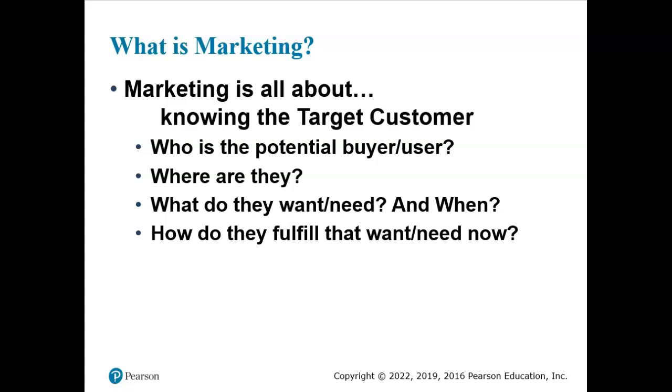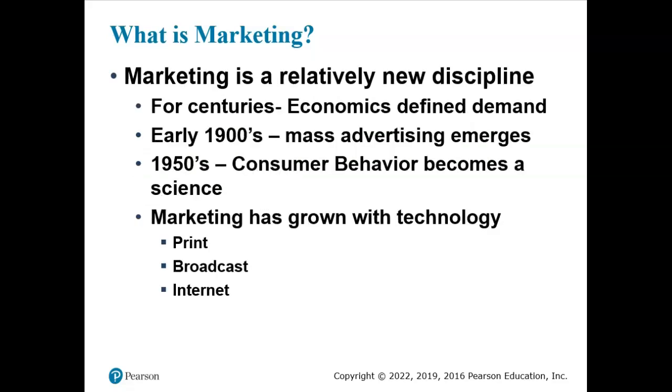What is marketing? Marketing, first and foremost, is knowing exactly who your target customer is, who is this potential buyer and user. You do everything you can to identify them as best you can. We'll talk about that a little bit later on in the lecture. Where they are, what do they want and need, and when, and how do you fulfill what they want and need now. So all those things come into play when you talk about what marketing is.